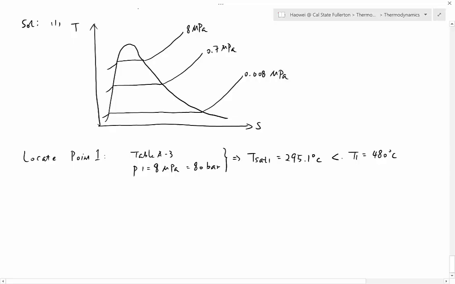So our conclusion is point 1 must be superheated. However, is that enough for us to fix the location of point number 1? No, because point number 1, for example, can be here, and then 1 to 2, which is the steam turbine, goes straight down. Number 2 will end up as a mixture.